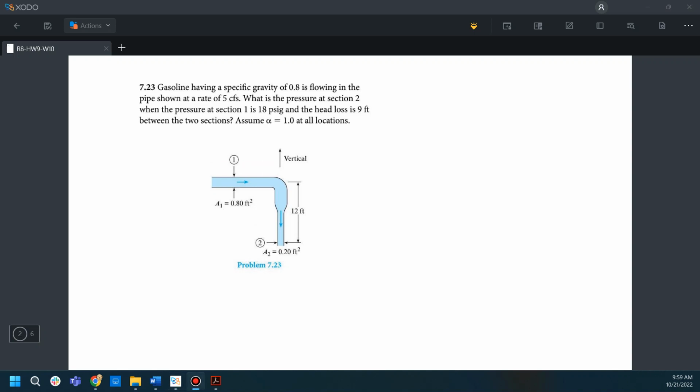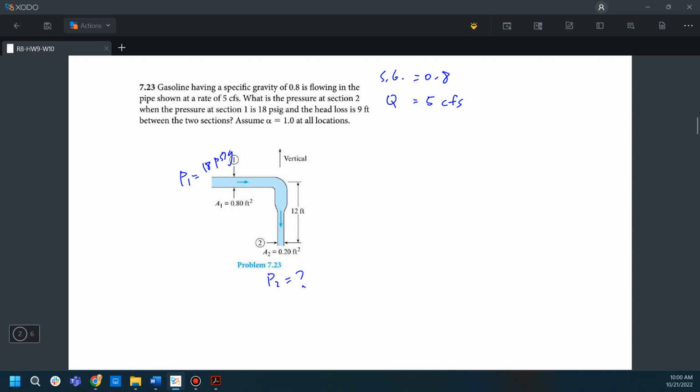Okay, so in this problem 7.23, we have the gasoline having a specific gravity of 0.8. The specific gravity is equal to 0.8. It's flowing in the pipe shown at the rate of 5 cfs. So Q is equal to 5 cfs. And we want to know what is the pressure at section 2 when the pressure at section 1 is equal to 18 psig.